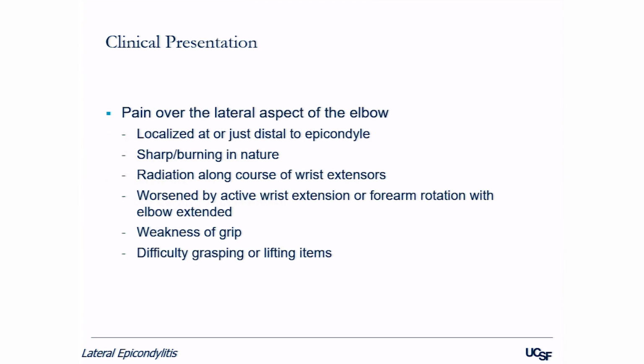So, clinical presentation: pain over the lateral aspect of the elbow. It's really tenderness to palpation right over the lateral epicondyle and just distal, and you can usually find that one spot that drives them crazy. There's radiation along the wrist extensors going distally. They do have some pain with resisted wrist extension, sometimes with forearm rotation, and they may have weakness in grip.